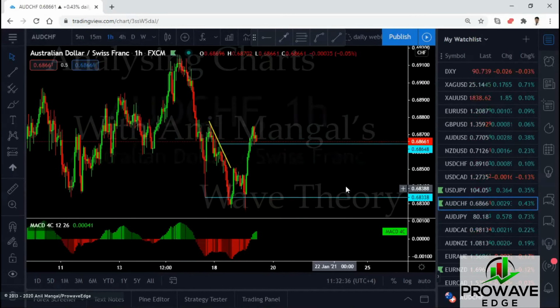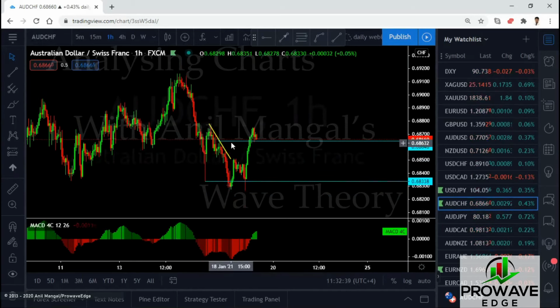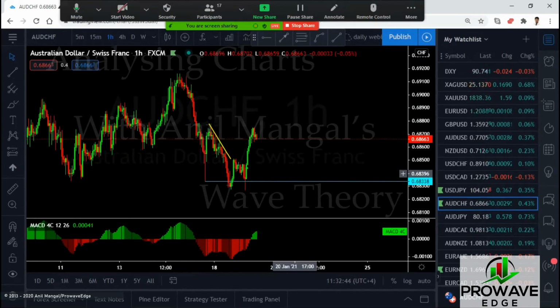Aussie Swiss. We had an entry order here earlier. We canceled it in the trading room because it broke the low. And when it breaks the low, you can still buy. This was the buy setup. You could still buy, but you're only going to buy for this wave. We're still looking at this as a 1, 2, 3. So if you bought that, you're buying for that.